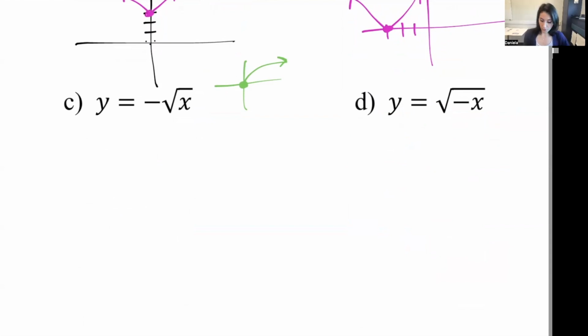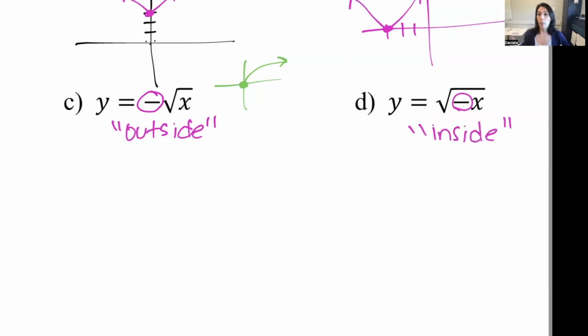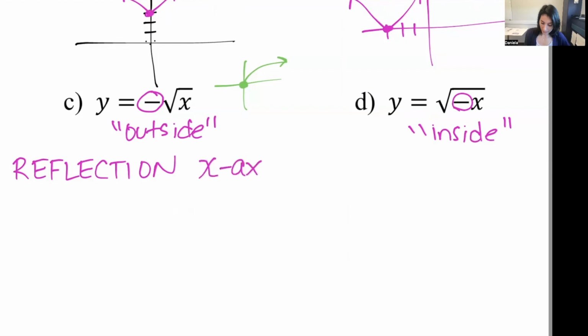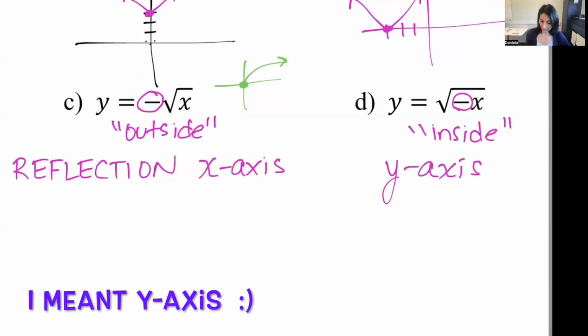So notice the difference here is we have a negative on the outside versus a negative on the inside. When you have a negative, on the outside or the inside, both of them are going to be reflections, by the way. But you have to memorize, when it's on the outside, is it going to be a reflection over the x-axis or over the y-axis? It's always going to be a reflection over the x-axis for outside negatives. And then the inside, you guessed it, it's going to be a reflection over the y-axis.